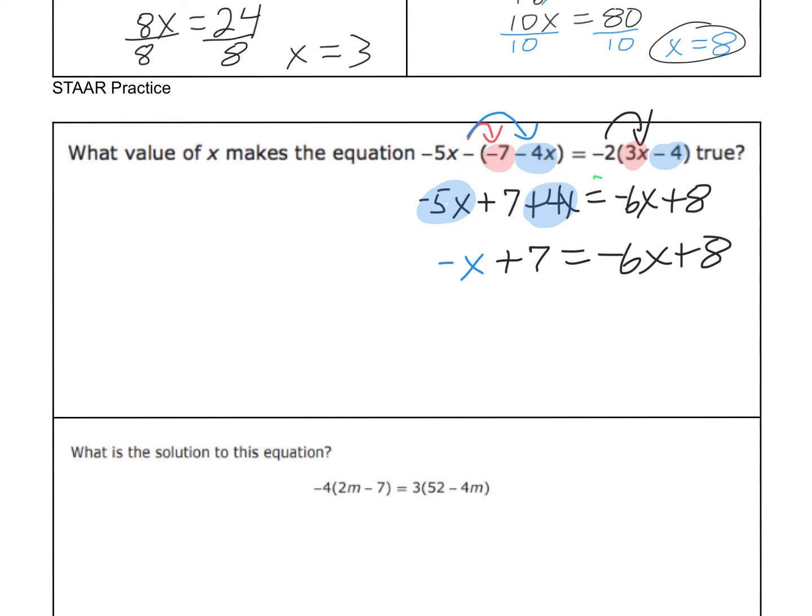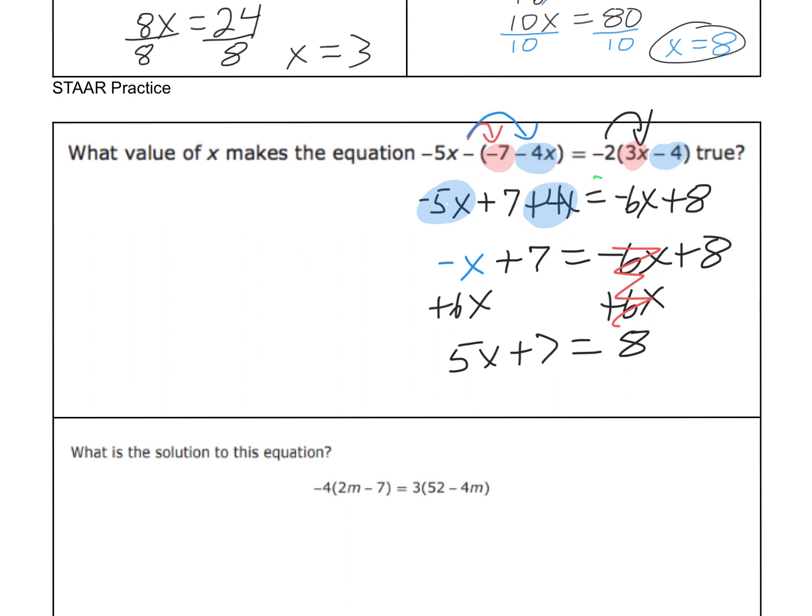So I need to add 6x to the right side to cancel it and add 6x to the left side. So when we do that, the -6x and +6x on the right cancel. And then over here we have -1x. Remember, that's a 1, -1x plus 6x. That's going to be 5x. And then plus 7, just bring down everything else, equals 8.